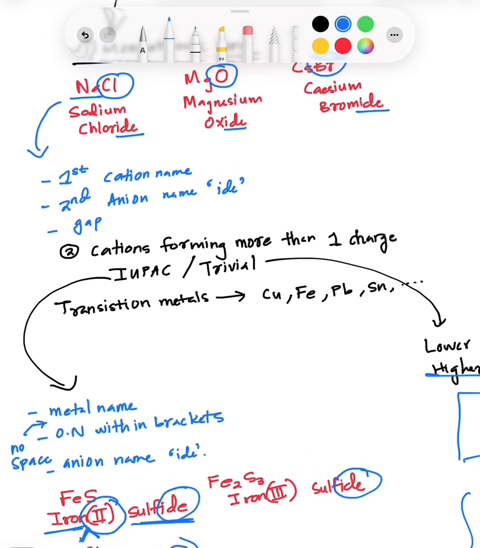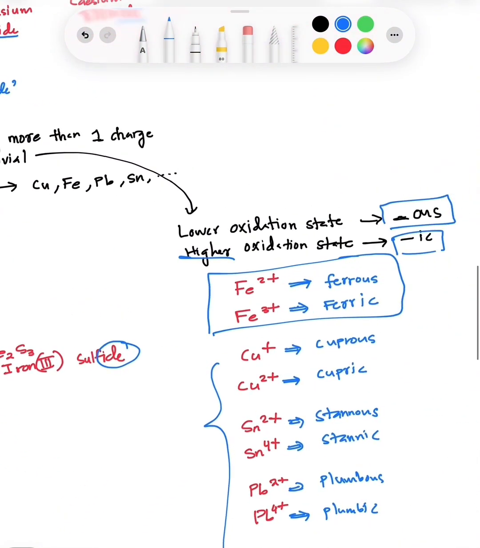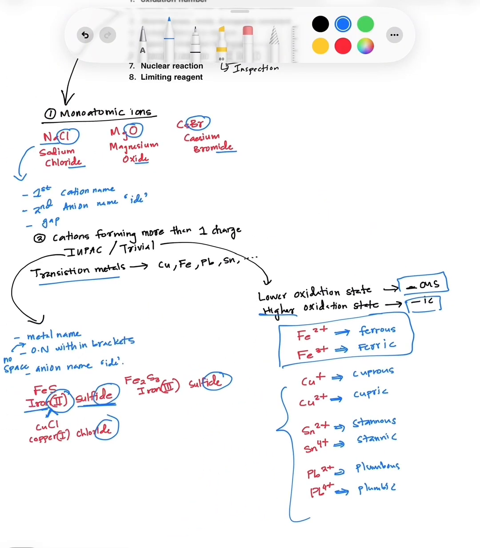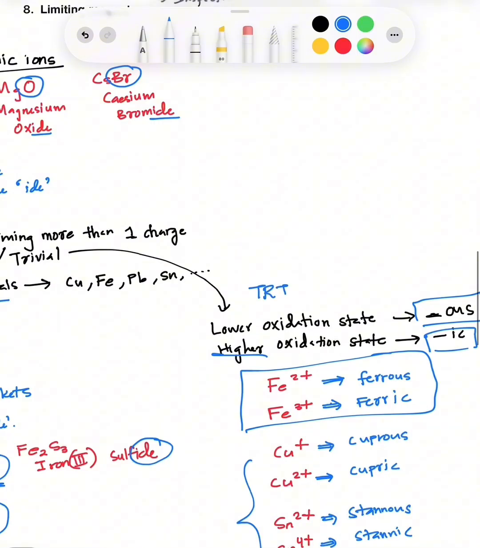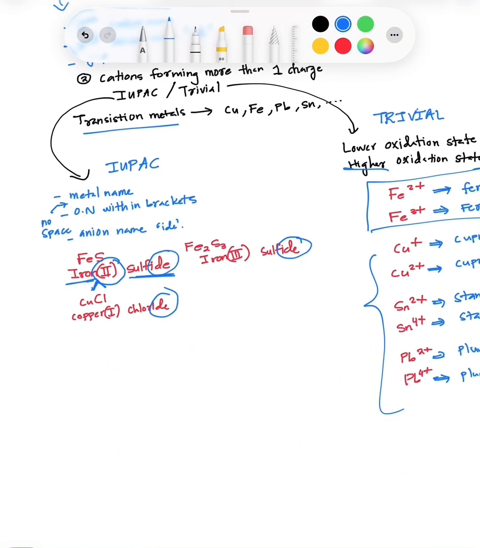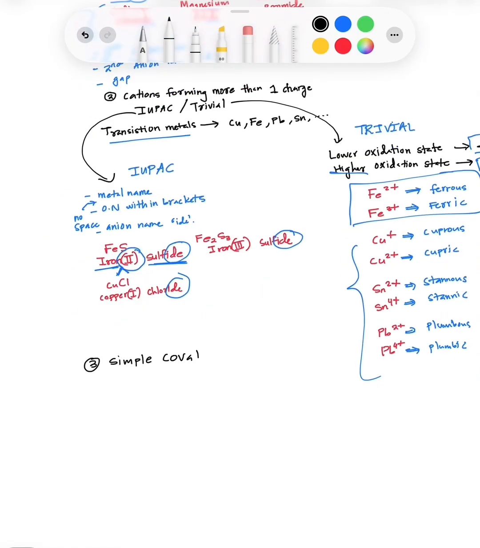Now, cations forming more than one charge are transition metals like copper, iron, lead, and tin. So there are two methods to name them: one is the IUPAC system and the other is the trivial system. So this is how we name them. This is the IUPAC system and this is the trivial system. Moving on to the third category, simple covalent compounds.